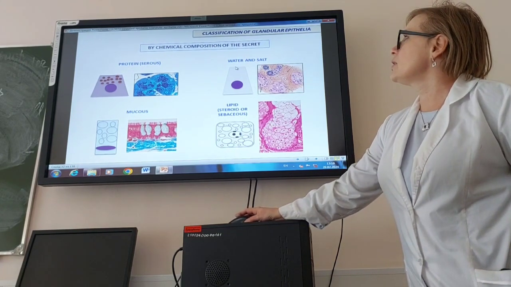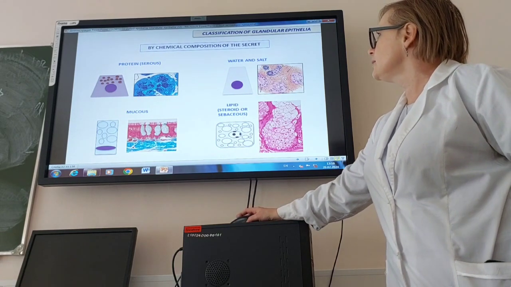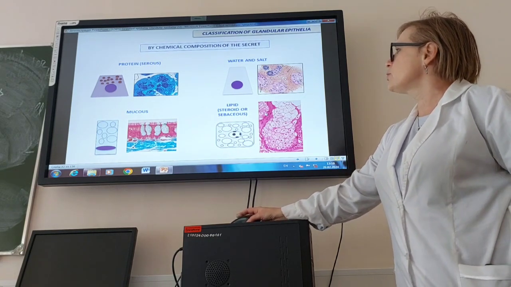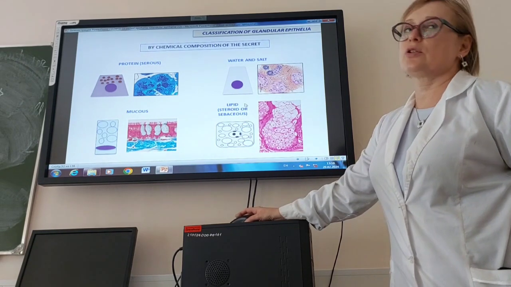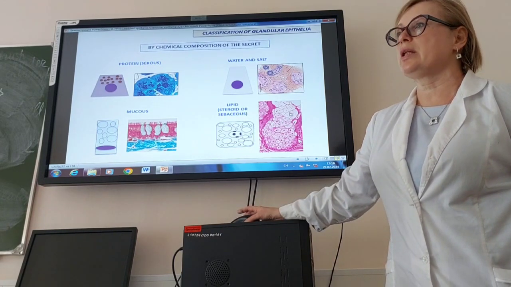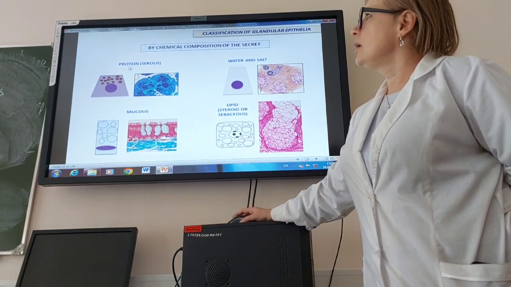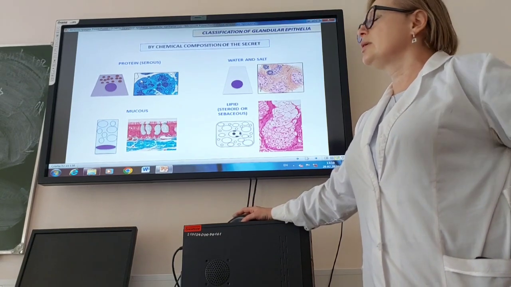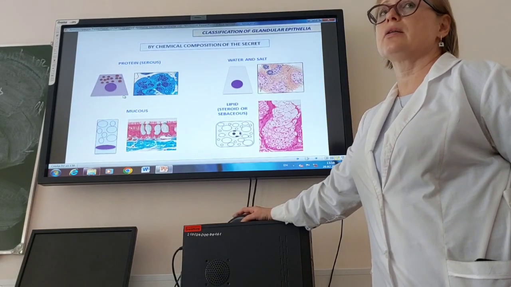And cells that secrete water and salt, these are glands in the skin, the sweat glands, yes, and glands that produce steroid or lipid substances, or sebaceous glands. For example, this is a sebaceous gland of the skin. Let's compare these two cells, because our task is to differentiate these types, because we can see these cells a lot.